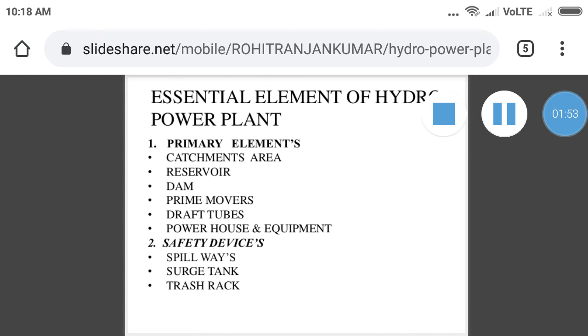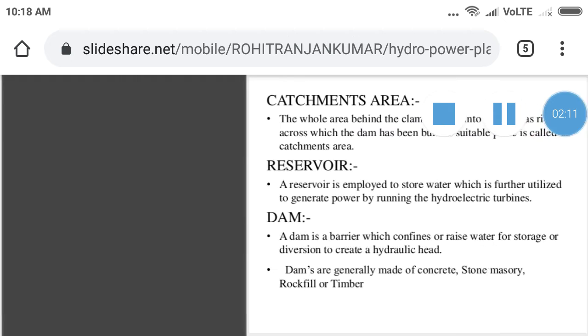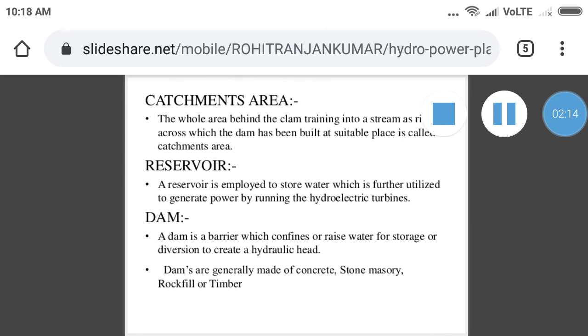Essential elements of hydropower plant. Primary elements are catchment area, reservoir, dam, prime movers, draft tubes, powerhouse equipment, safety devices, spillways, surge tank, trash rack. So first is catchment area. The whole area behind the dam draining into a stream or river across which the dam has been built at a suitable place is called the catchment area.